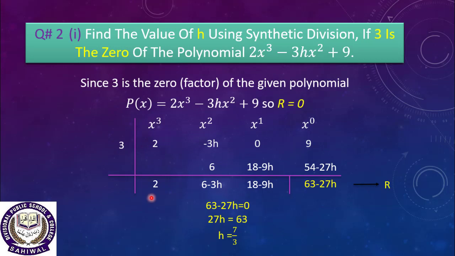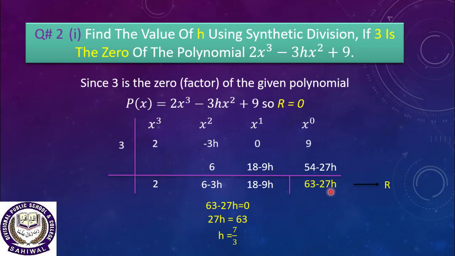Bringing 2 down without any change in it and multiplying it with 3, we get 6. Adding 6 and minus 3h, we get 6 minus 3h. Multiplying this 6 minus 3h with 3, we get 18 minus 9h. Adding 18 minus 9h with 0, we get 18 minus 9h. 18 minus 9h when multiplied with 3, we get 54 minus 27h. Adding 9 in it, we get 63 minus 27h.